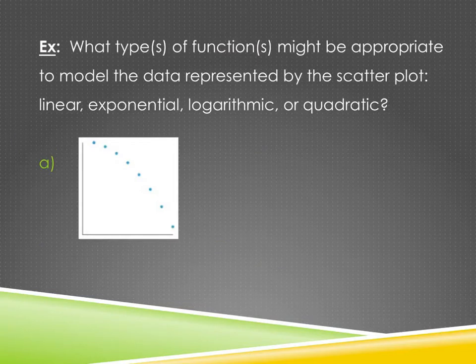All right, so here is an example of a graph, kind of like the one I just drew, actually. It says, more generally though, what type or types of function or functions might be appropriate to model the data represented by the scatter plot. And we have 4 options because we've only talked about 4 options: linear, exponential, logarithmic, or quadratic. So could we represent this with linear modeling? No. This doesn't look anything like a line, right? I definitely have concavity, so it's not a line.